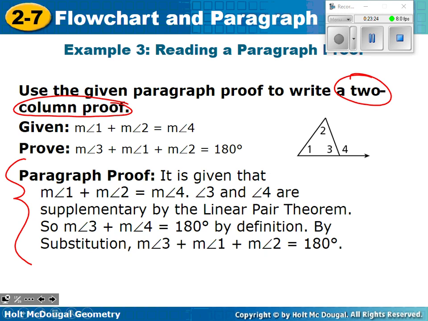What in your 2 columns? What's your statement? Okay, so this is going to be our statement number 1. What's going to be our reason? Careful, your reason is just given. Okay, I'm going to go ahead and write this one out on the board with you, just to practice.